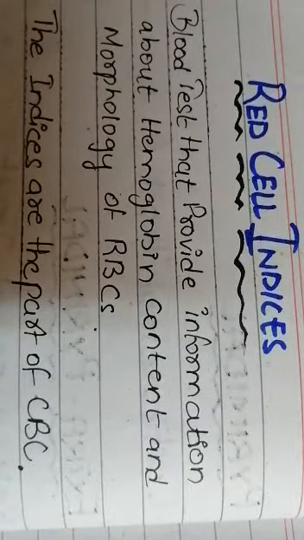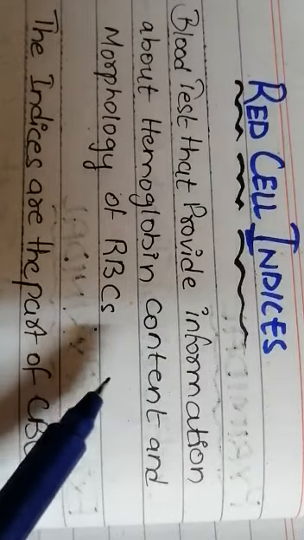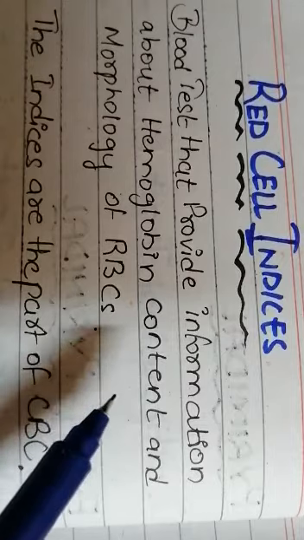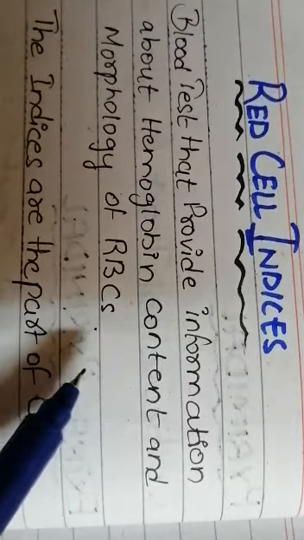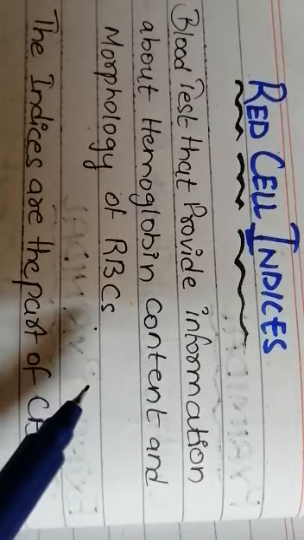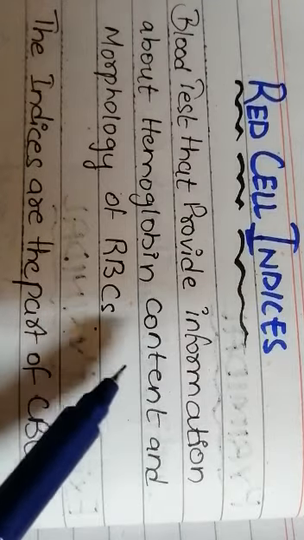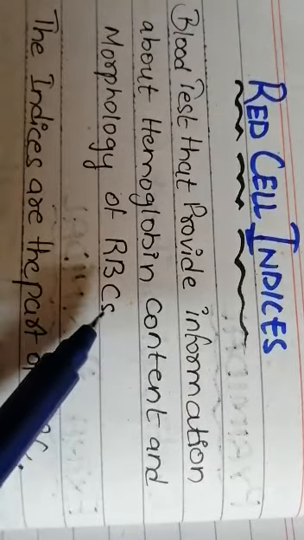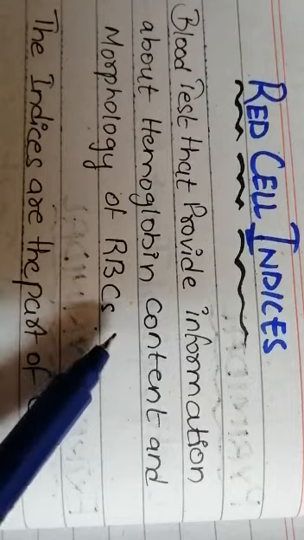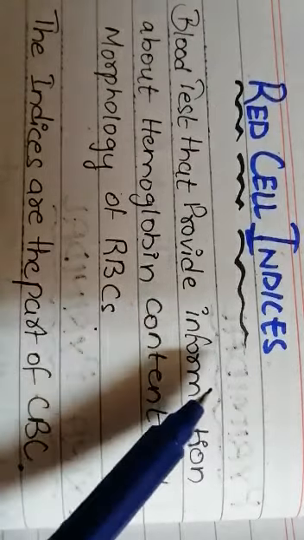It's a type of blood test that provides information about the hemoglobin content and the morphology, which includes the shape and the size of the RBCs. Mostly the blood cell indices include tests such as the MCV and MCH, and they help identify certain types of anemic conditions. With these tests, we can easily know about the red cell indices.